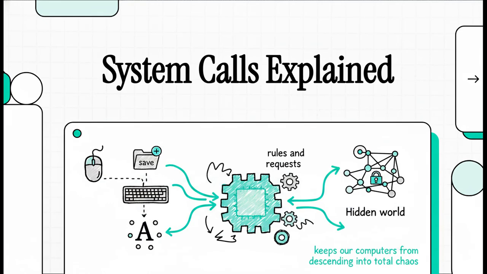Have you ever wondered what's really happening when you, say, save a file, or even just type a letter? It feels instant, but behind every single click, there's this hidden world of rules and requests that's basically keeping your computer from falling into total chaos. We're going to pull back the curtain on that world today. This is all about system calls, and once you get them, you'll understand how your computer actually works.